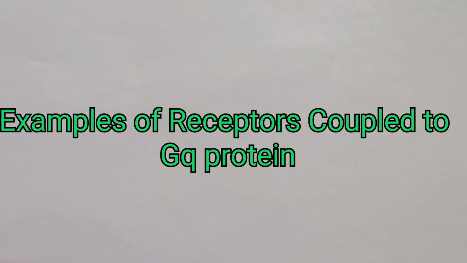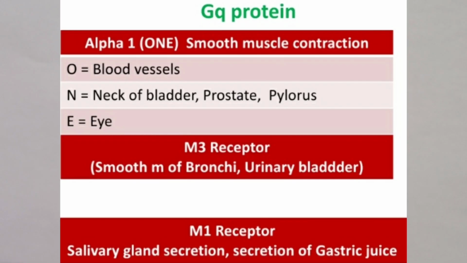Examples of receptors that act through GQ protein are alpha 1 receptors which are responsible for smooth muscle contraction. Alpha 1 receptors are present in the smooth muscles of the blood vessels and activation of these receptors causes vasoconstriction. Alpha 1 receptors are also present in the neck of the bladder and prostate, which causes constriction of the urinary sphincter and may cause urinary retention.